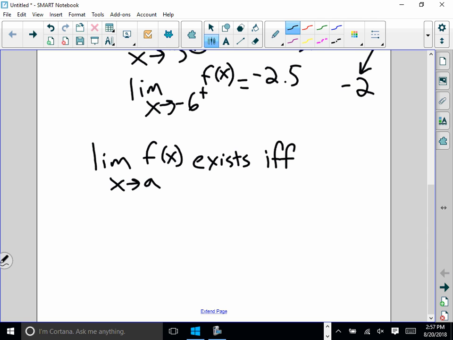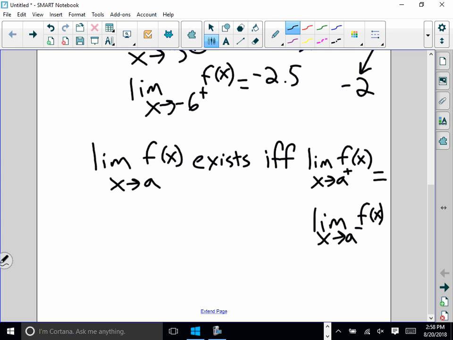the right-hand limit, again, think, what symbol am I going to use to show a right-hand limit? Well, I'm going to put a little plus after the a. The right-hand limit must equal the left-hand limit. If those two things are not the exact same number, if the right-hand limit and left-hand limit at some point, a or -5 or 3 or 2, if the left-hand and right-hand limits are different, then the limit as x goes to a of f of x does not exist.